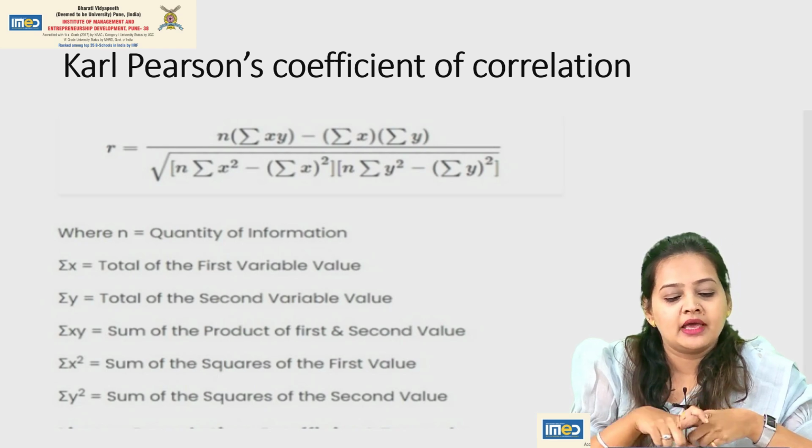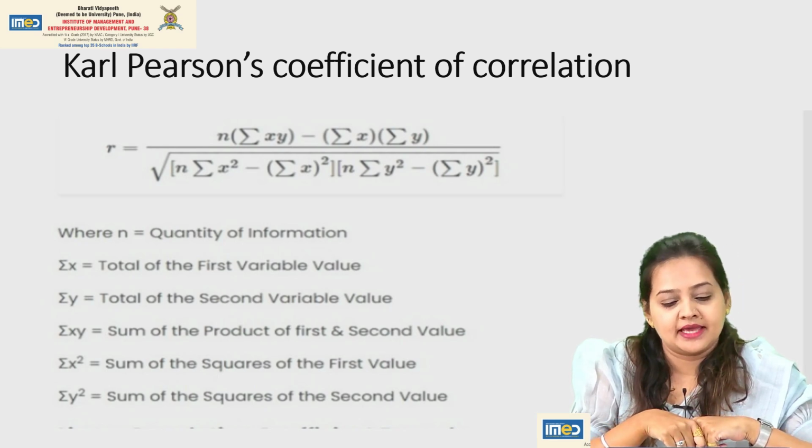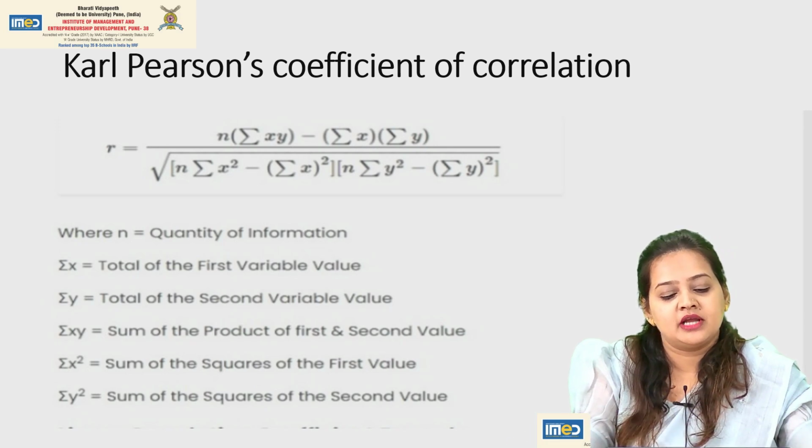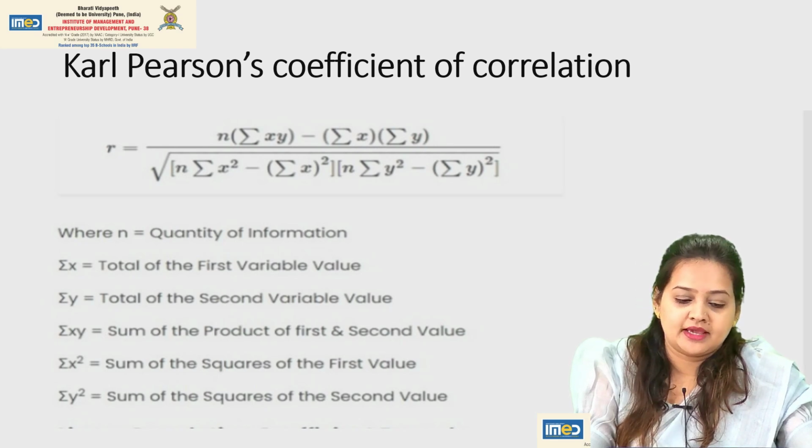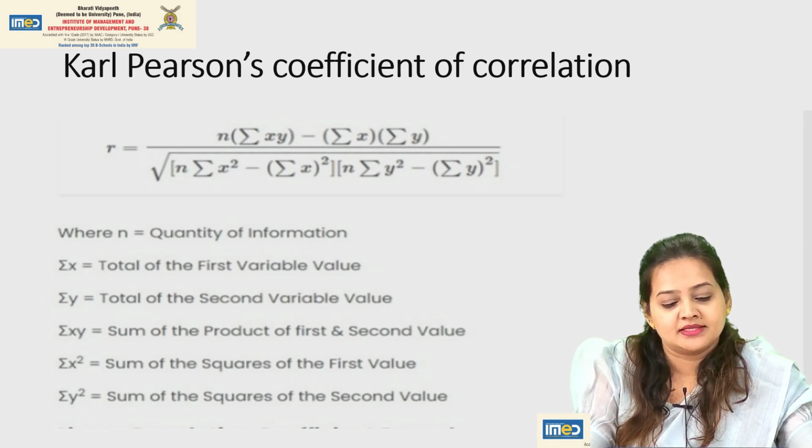It is denoted by r is equal to n into summation xy minus summation x into summation y, divided by square root of n into summation x square minus summation x whole square, times n into summation y square minus summation y whole square. Here let us understand the contents of this formula.